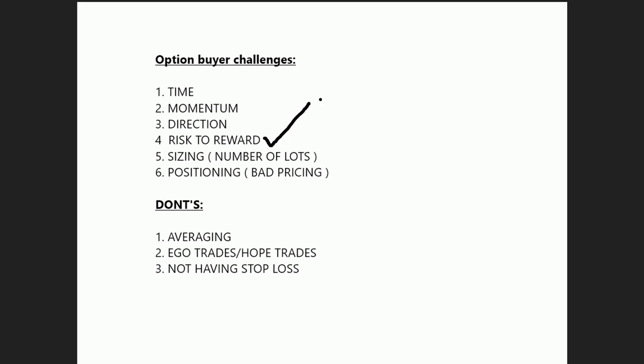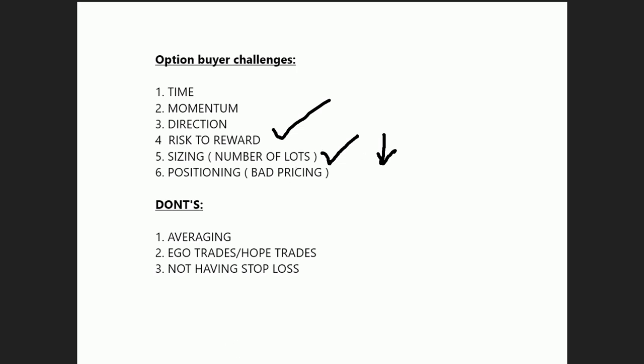Later in the videos, as the days progress, we will try to understand sizing. What is sizing? Sizing is the number of lots that an individual has to pick. It varies based upon the risk to reward associated with a given trade. An individual has to be aware that if he is on a winning streak, he should have more lots, and whenever he is on a losing streak, he is expected to cut down his losses and his number of lots.